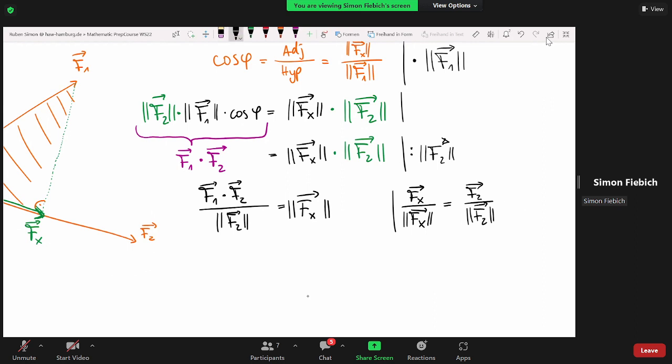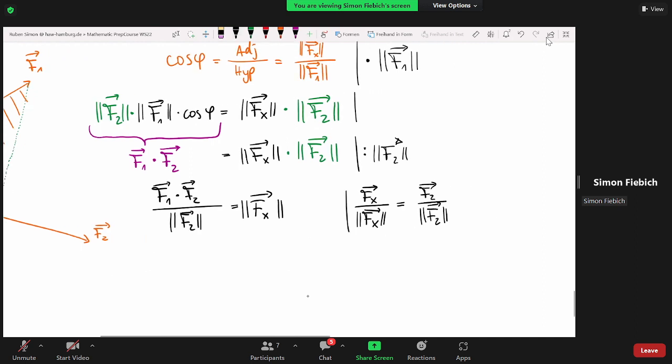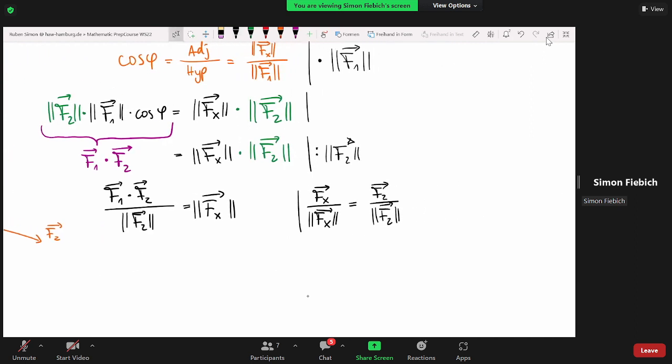So this was not true, what I wrote down, but the vector which would be the result of this would have the length or the magnitude of 1. So how could we now transform this equation? We could transform this to the following.